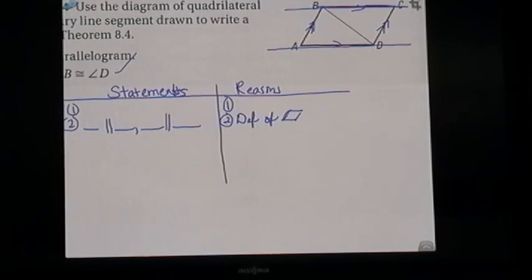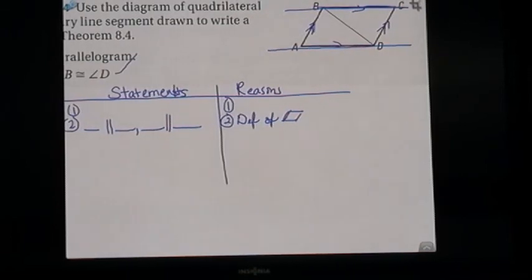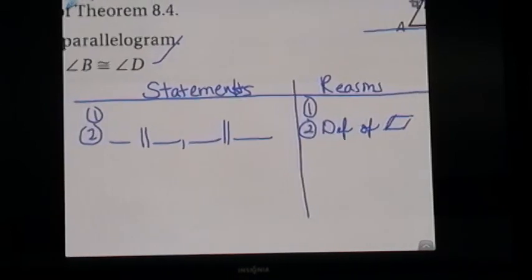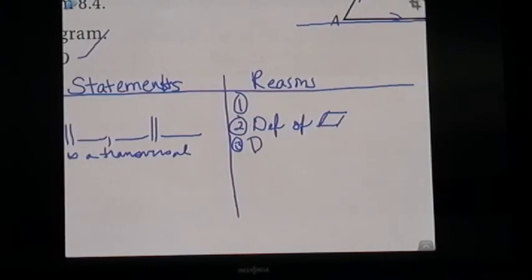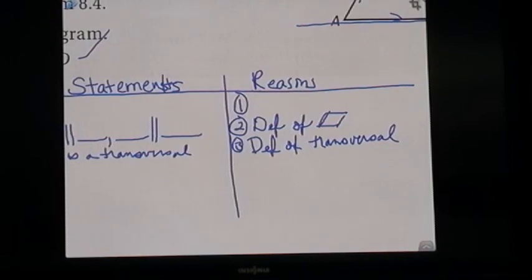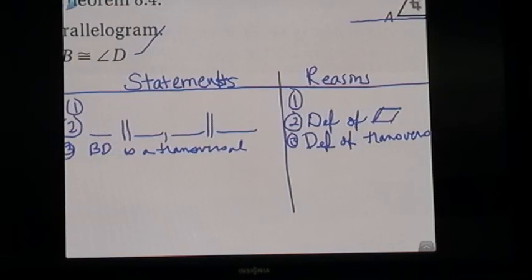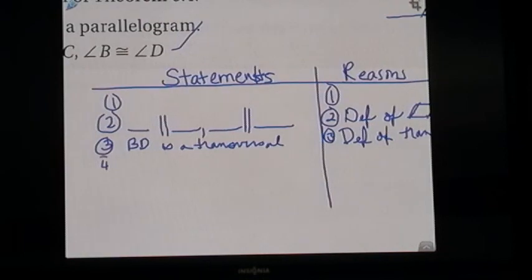Okay, and you've already written that BD is a transversal. Is that part of your given statement? No, it's not, so we need to write that in too. Number 3 should be that BD is a transversal, because we haven't mentioned that, and that's by the definition of a transversal. That's what we call them. Okay. Then number 4.